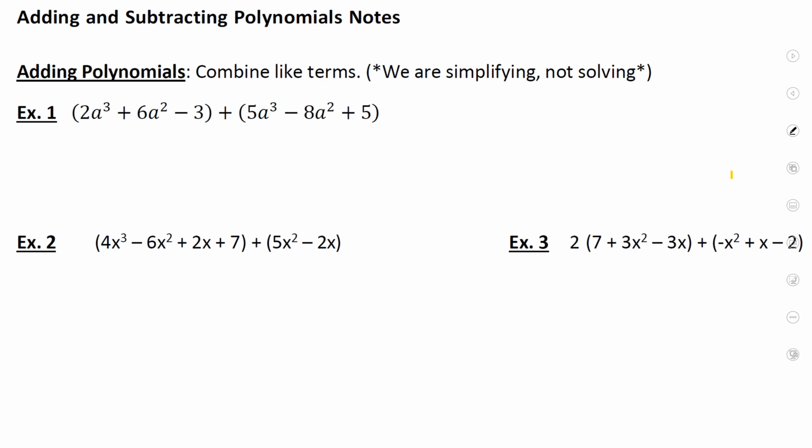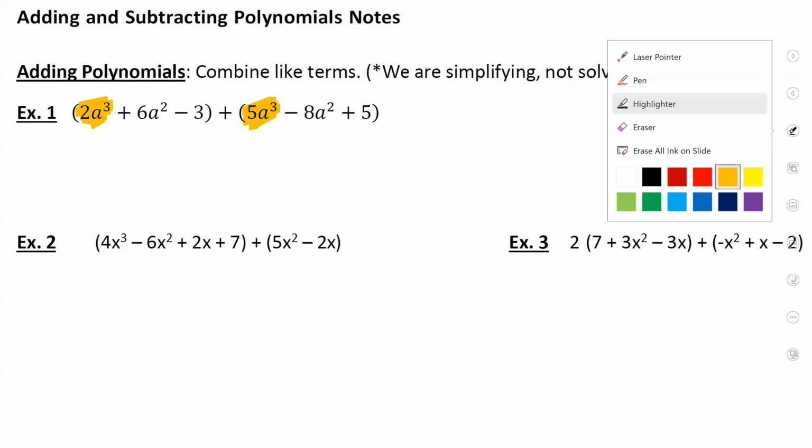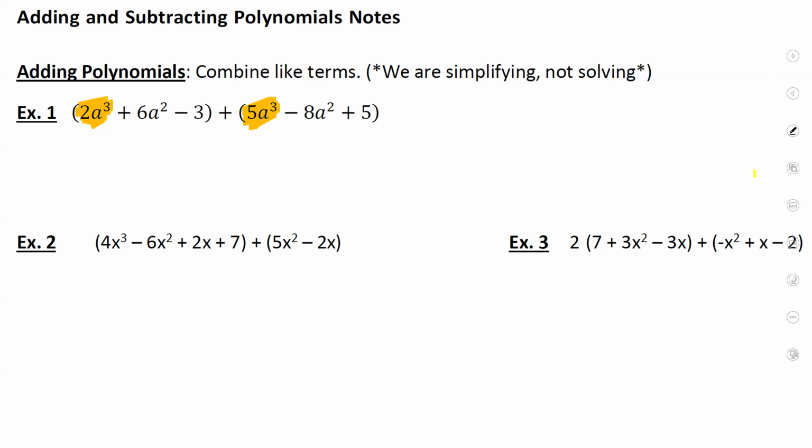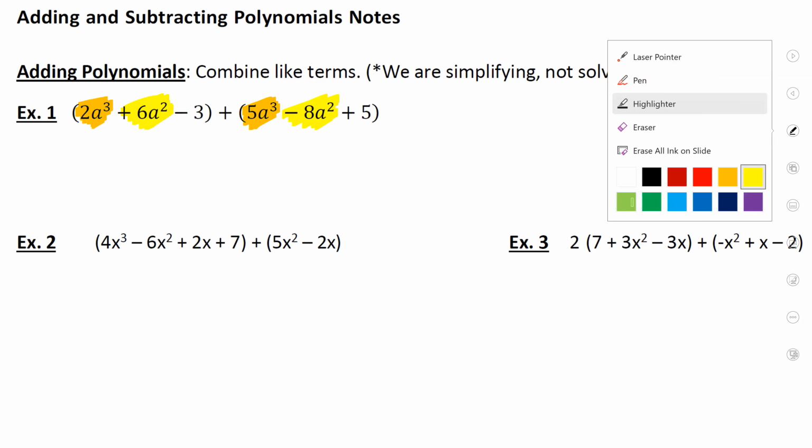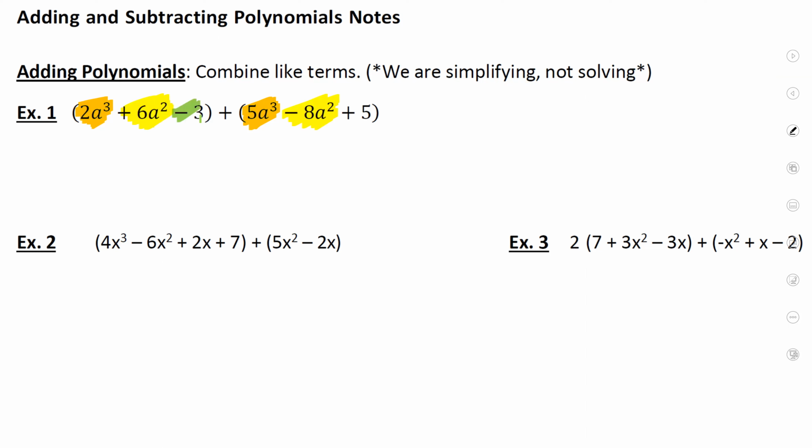And what I mean by like terms is the variable is the same. So for example, this has an a cubed and this has an a cubed. That means we will combine those together through addition. The other ones that are similar, this has an a squared and this has an a squared. And then finally, this is just a simple number. This is just a number. Okay, so I color coded the like terms. Now we're just going to add them together.